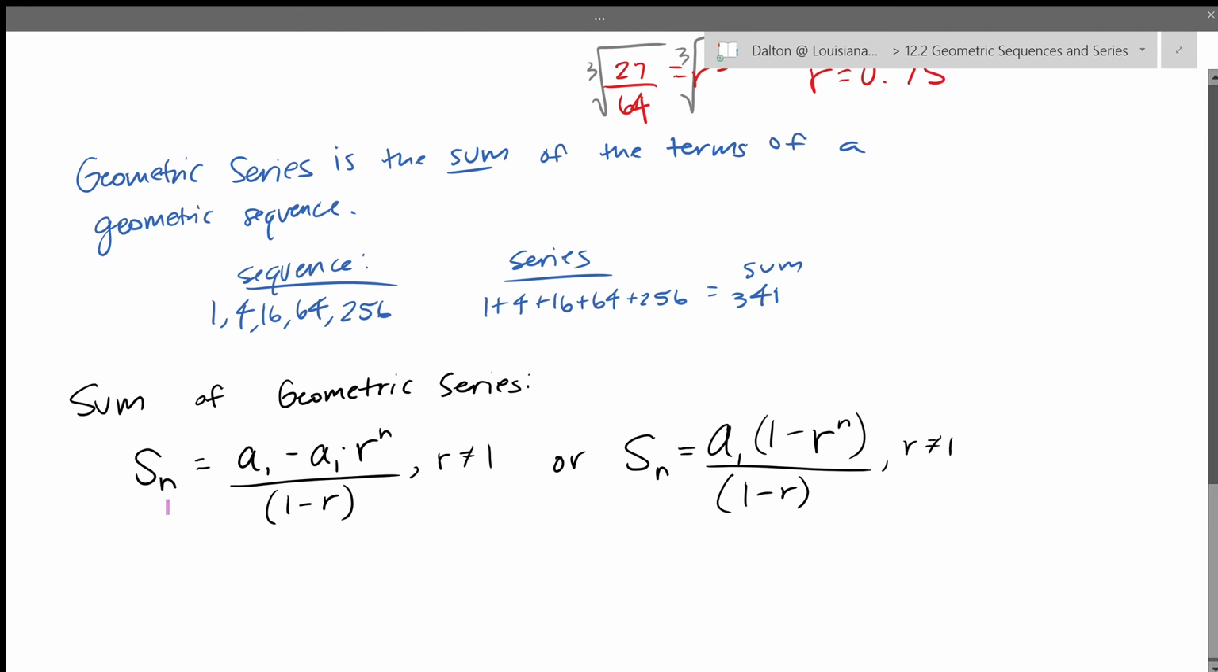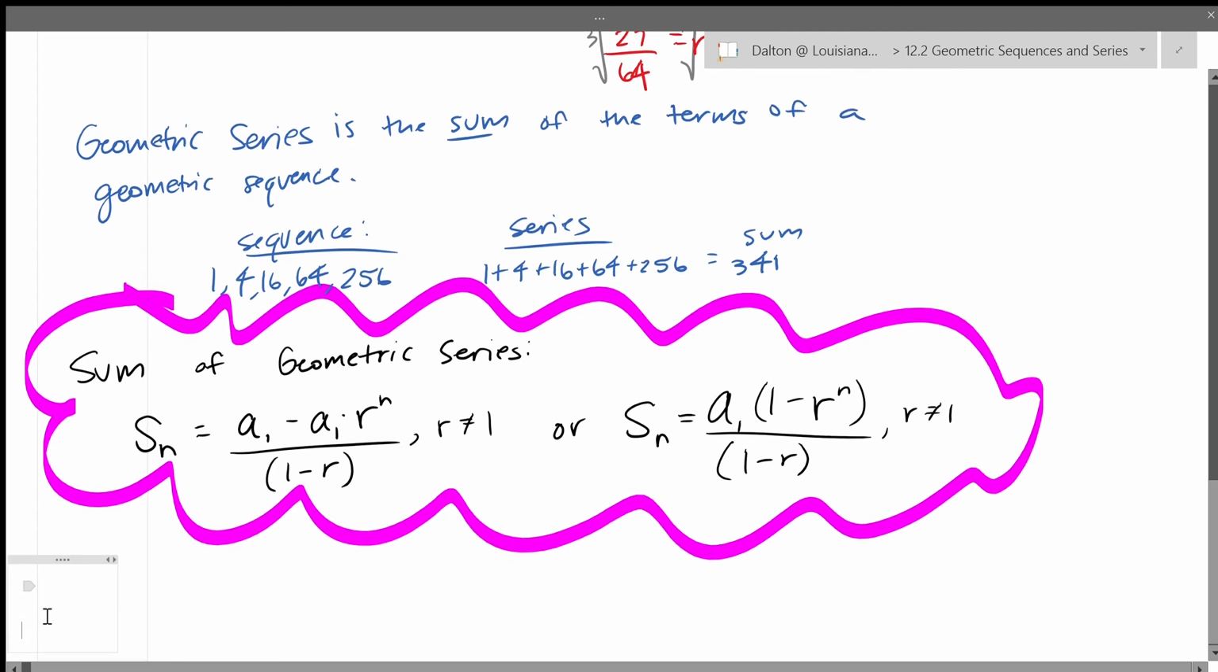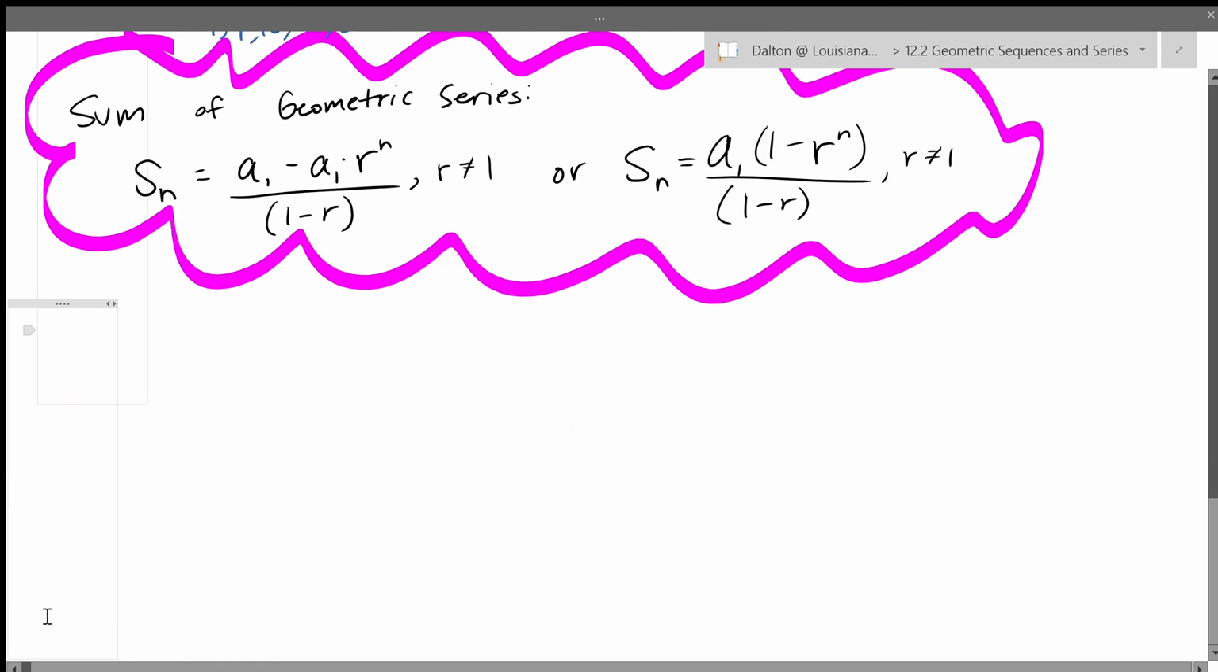So here's the second big takeaway: the sum of a geometric series. And like I said, it does not matter which one of these equations you use. They are literally equivalent. I prefer the second one for some reason, but you can use either and you should still get the same answer.